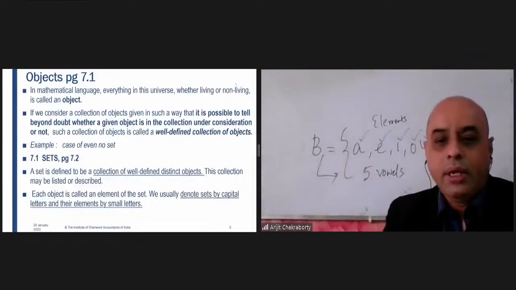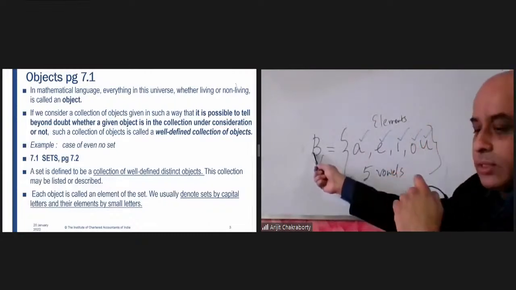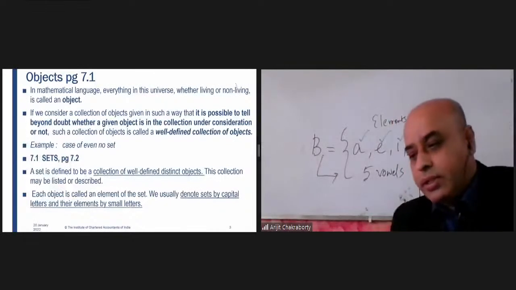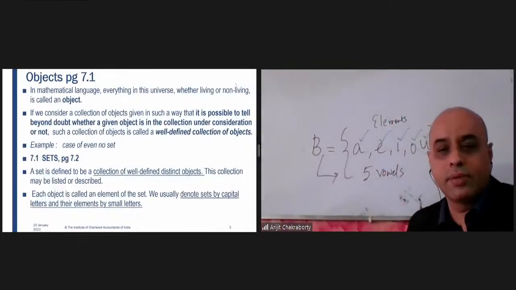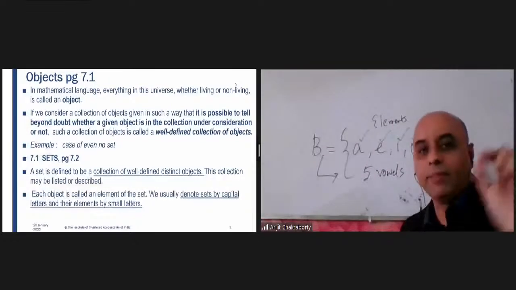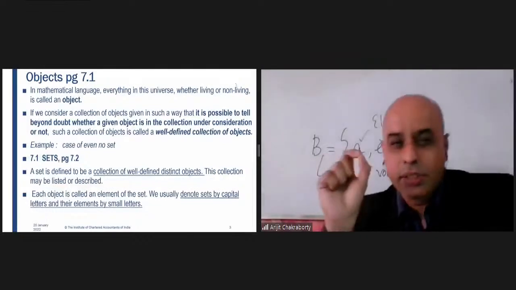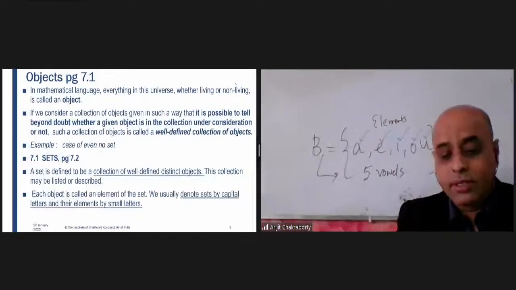Okay, so we denote sets by capital letters. As I've done, you can see all sets will be written in capital letters, and the members of the set, we write the elements, that is each member means an element, so we write that in small letters.